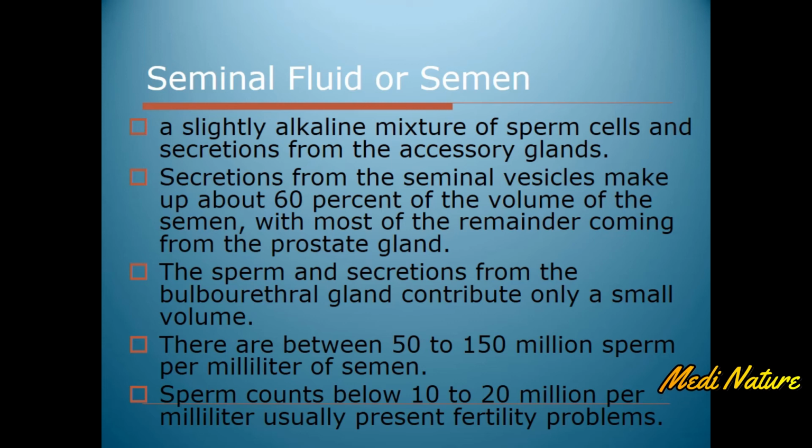Seminal fluid, or semen, is a slightly alkaline mixture of sperm cells and the secretions from accessory glands. But most of the volume is formed by the secretions from the seminal vesicles and prostate gland. The sperms and the bulbourethral secretions only contribute a very small volume. There are between 50 to 150 million sperms per 1 milliliter of semen. Clinically, sperm counts below 10 to 20 million per 1 milliliter usually present fertility problems.